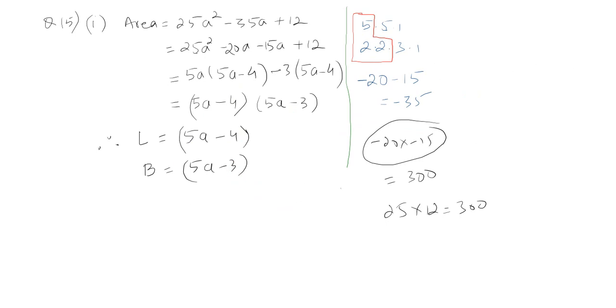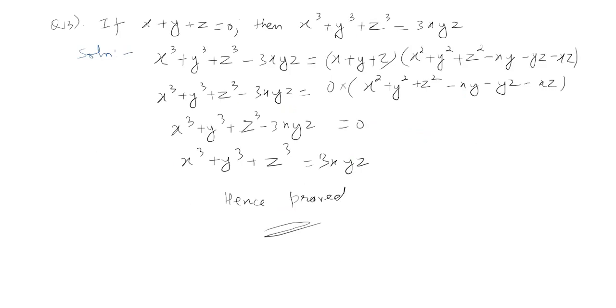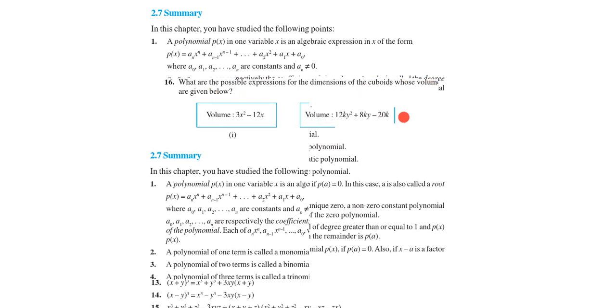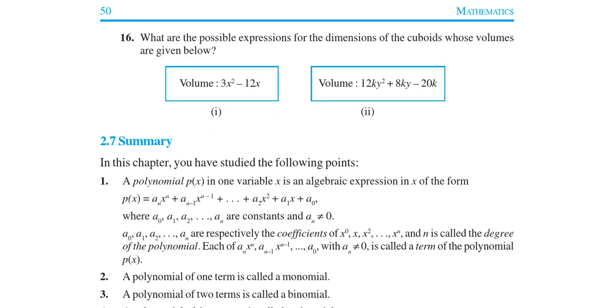Okay, now I think the time is up for the class, almost all done. So I'll give you the homework. This 16th question: what are the possible expressions for the dimensions of a cuboid whose volumes are given? So there is a volume here, there is a volume here. Now what you will do is find three factors out of this. I will show you how to find three factors. This you will be doing as homework. So I'll take something common out of this. 3x is common, I can very clearly see, so I'll get this one. So once we factorize, we get three factors.